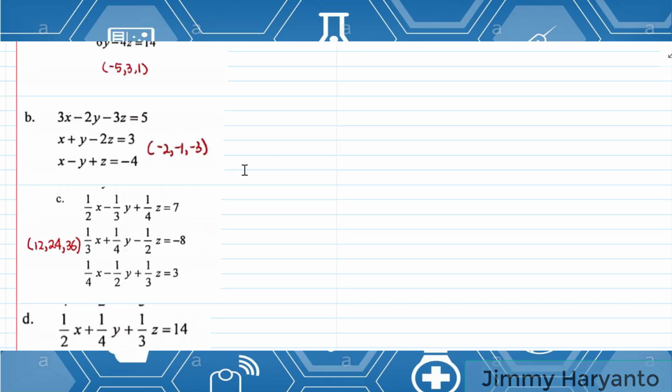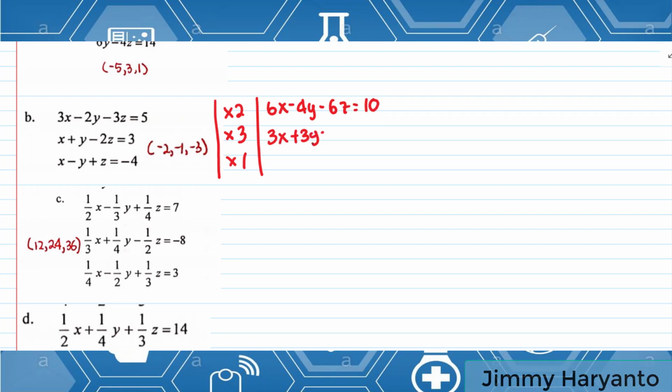Okay, next is number 2. For number 2, I will try to eliminate the z by multiplying. For this one I will multiply by 2, this one by 3, this one by 1. So this one will be 6x minus 4y minus 6z equals 10, and this one will be 3x plus 3y minus 6z equals 9, and this one should be times by 6: 6x minus 6y plus 6z equals negative 24.